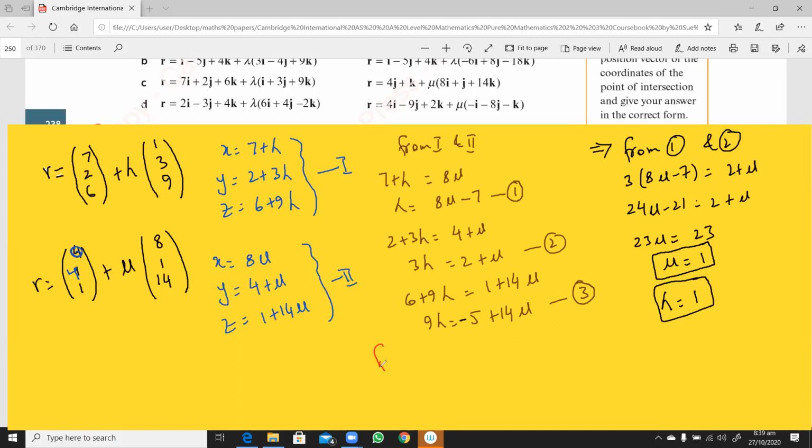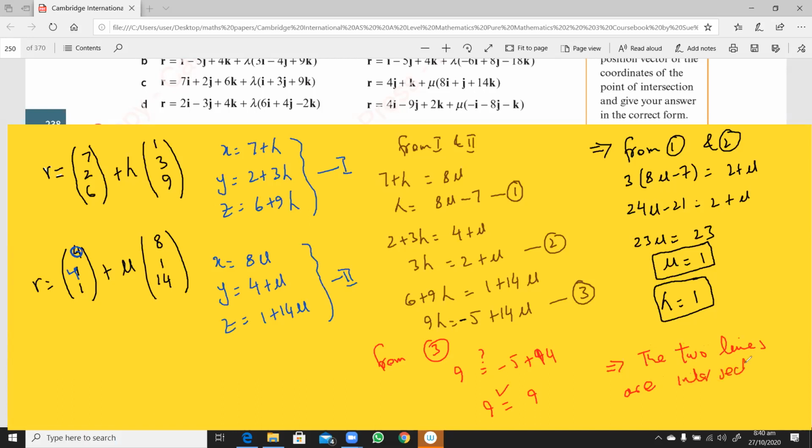So now, from this third equation, 9 lambda, that would be 9, is equal to minus 5 plus 9. Yes, sorry, 14. Minus 5 plus 14. So yes, we have 9 equal to 9. So this implies that the two lines are intersecting. Okay. Hence, the two lines are intersecting.